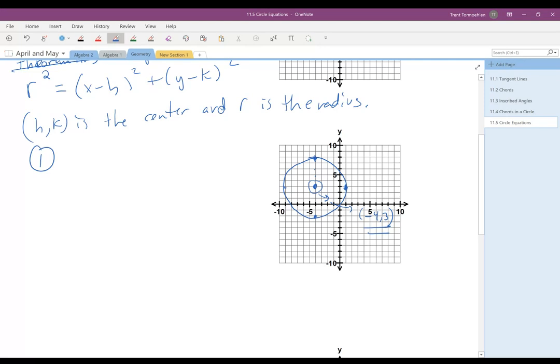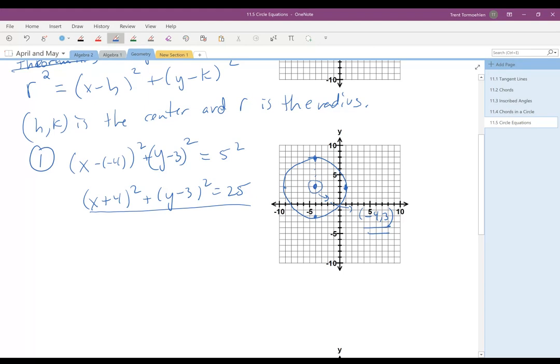And so using the formula, you get x minus -4, since h is the x coordinate of the center, plus y minus 3, since k is the y coordinate of the center. And that equals the radius, which we identified as 5 squared. So the equation of this circle is simply (x plus 4) squared plus (y minus 3) squared equals 25. Any point (x, y) that makes this equation true is going to be on this circle. And so it's a very nice, easy way to figure out what those points are.